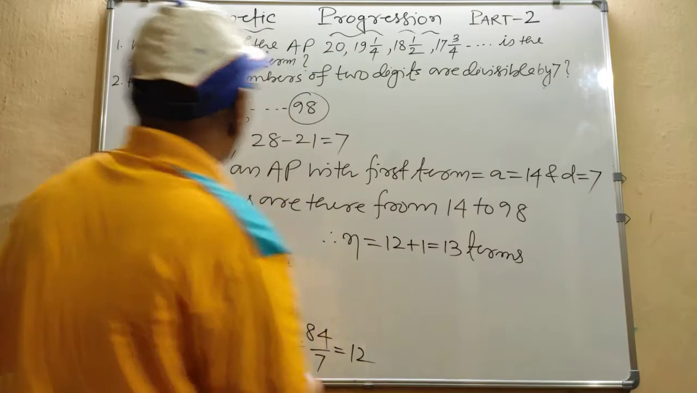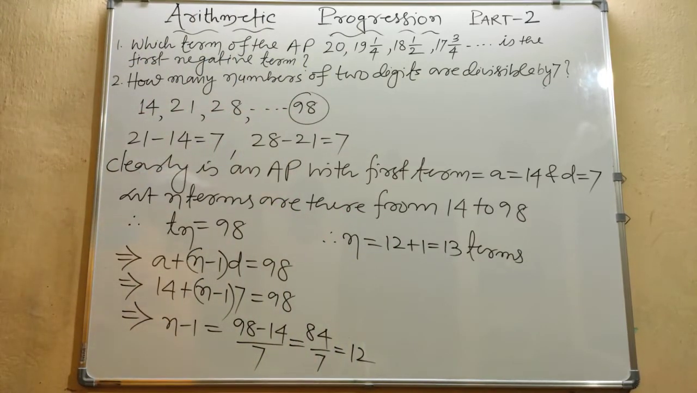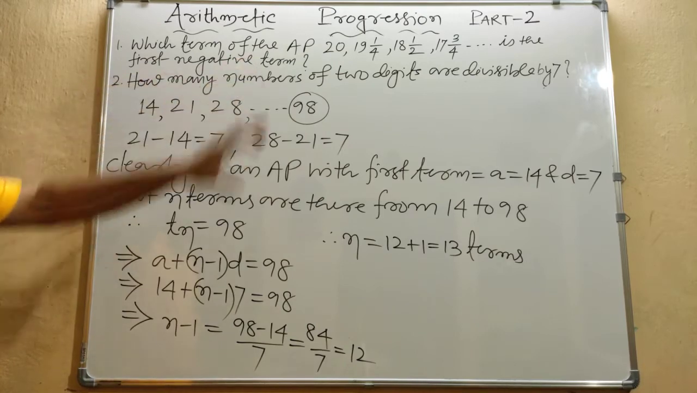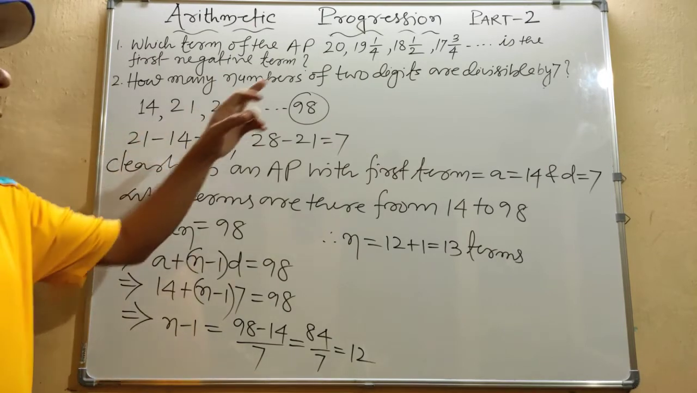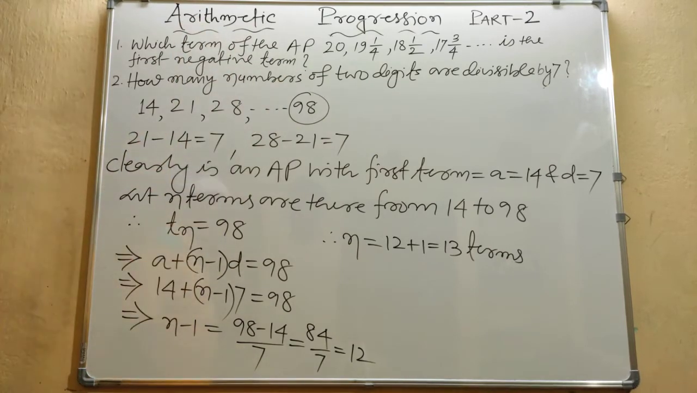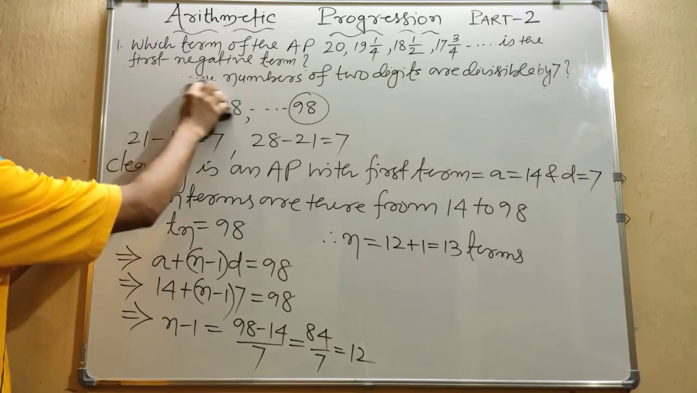13 terms. From 14 to 98, how many terms are there? 13 terms. So 13 numbers are there, 2-digit numbers. 13 2-digit numbers are there which are divisible by 7. So 13 will be the answer. How many terms are there? 13, which are divisible by 7 and are of 2 digits. I hope you people have understood the thing.